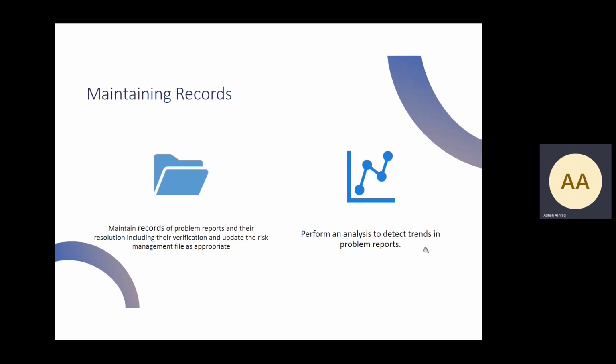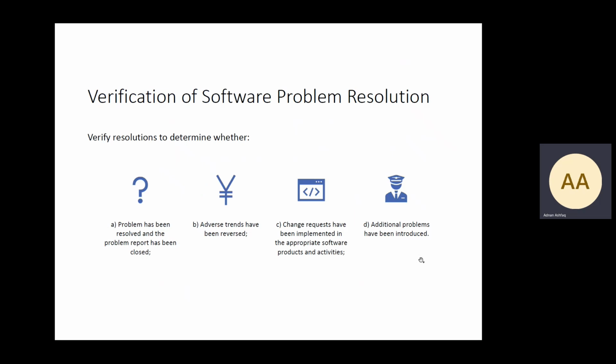Perform an analysis to detect trends in problem reports. And then verification of software problem resolution to determine whether the problem has been resolved and a problem report has been closed, any adverse trends have been reversed, change requests have been implemented in the appropriate software products and activities, and additional problems have not been introduced.